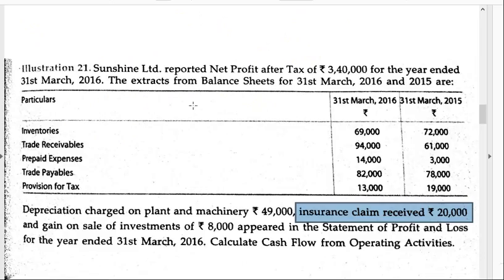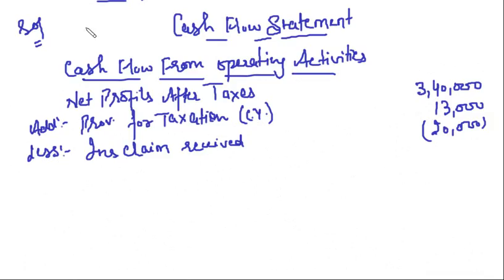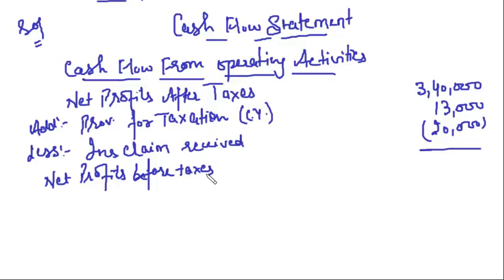Anything else related to net profits? Depreciation? No. Gain on sale of investments? No. So that means we have reached net profits before taxes and extraordinary items. Clear? Clear, friends? So this amount is 3,33,000.